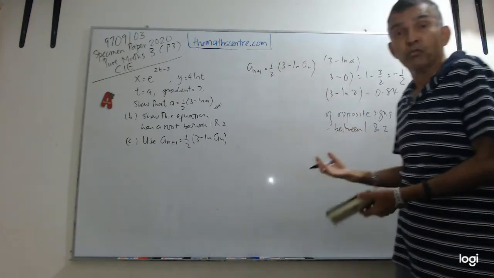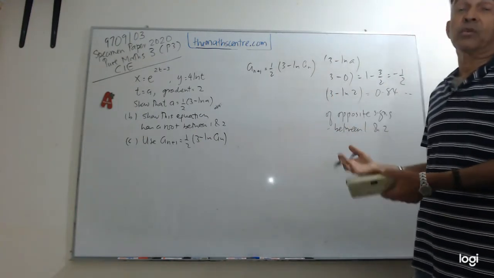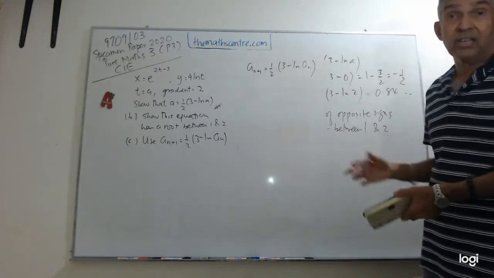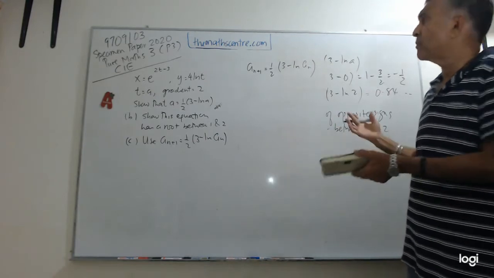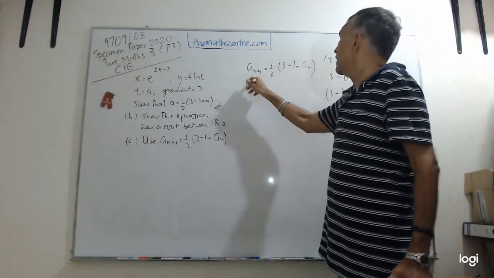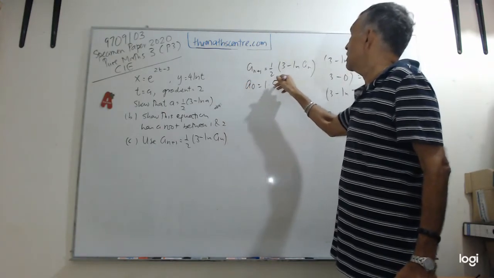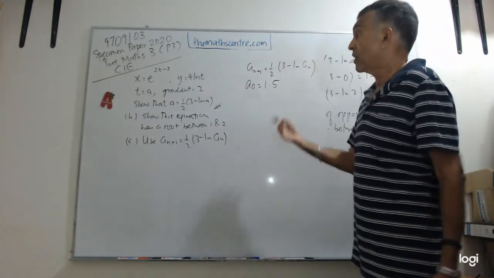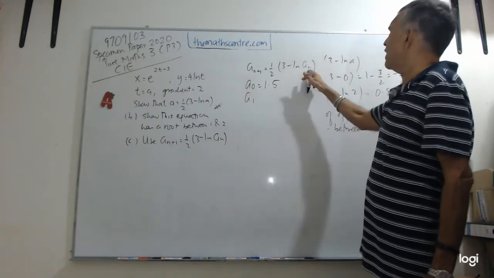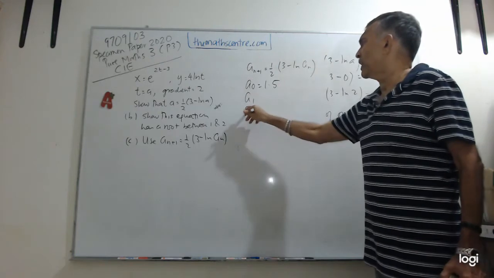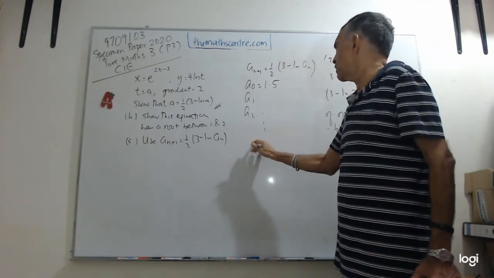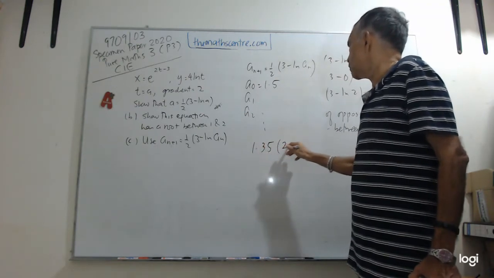The only advantage you may have is you may do fewer iterations to arrive at the answer that they want, to the degree of accuracy that they want. That's the only advantage. But if you have any problems, just take the midpoint, 1.5. So you can start with a0, the starting value, as 1.5. And then you go on to a1. Just take 1.5 and plug it inside here. You will get a1, a2, and so on. And then finally, your answer to this question, you will get 1.35 to 2 decimal places.